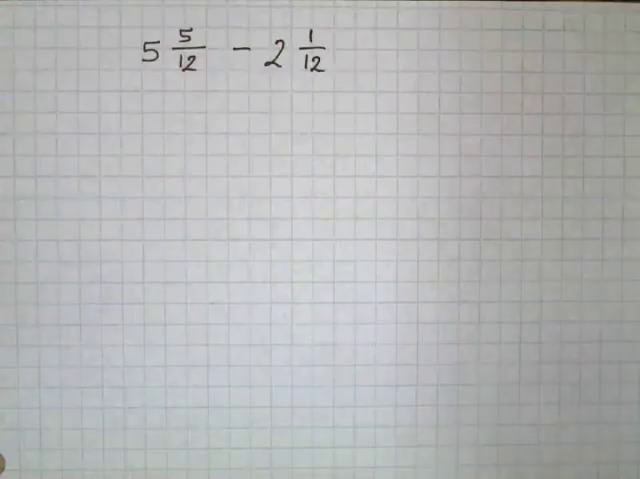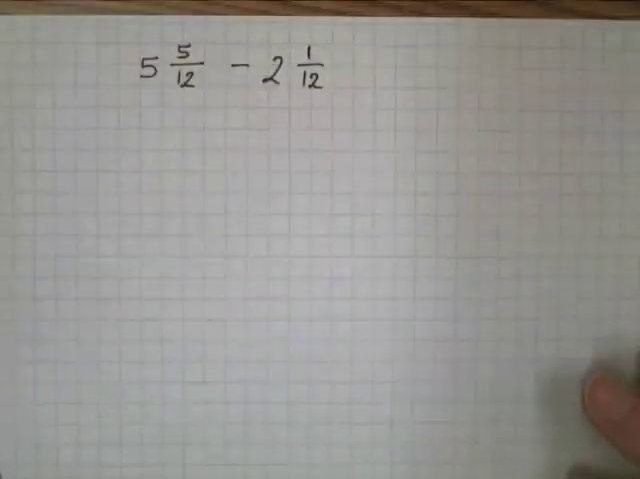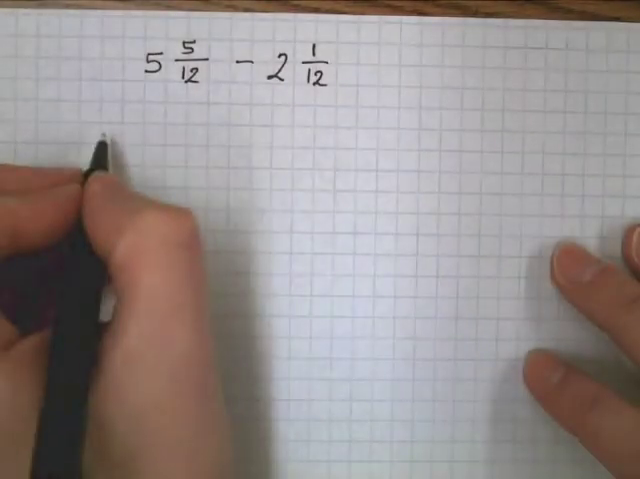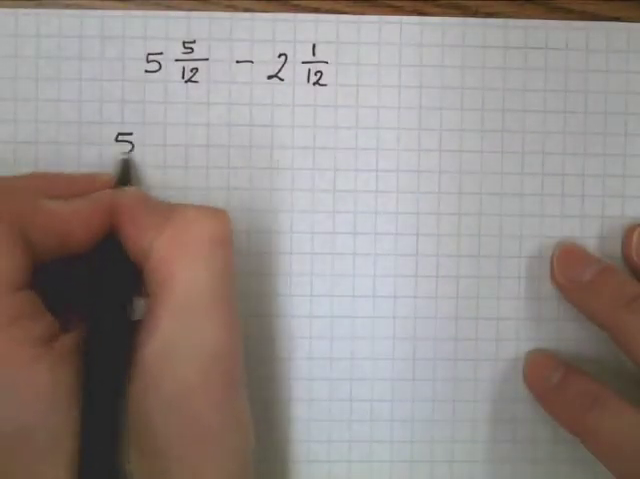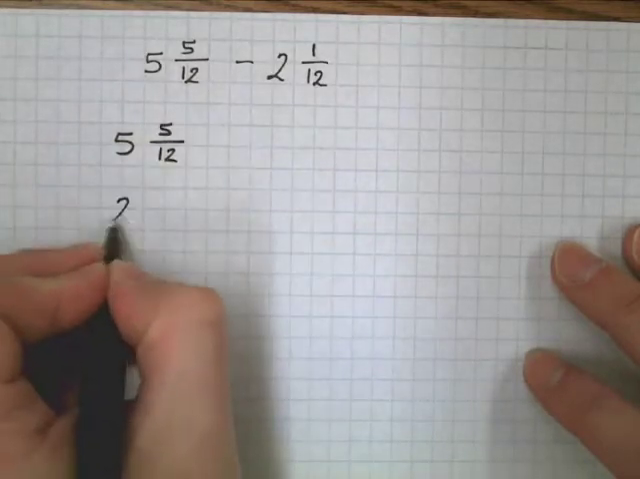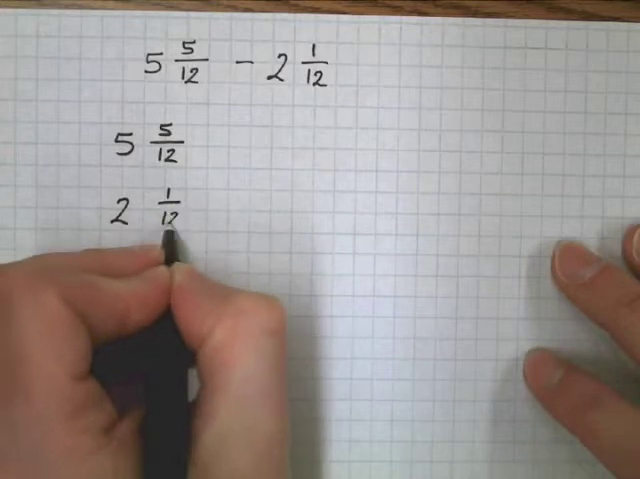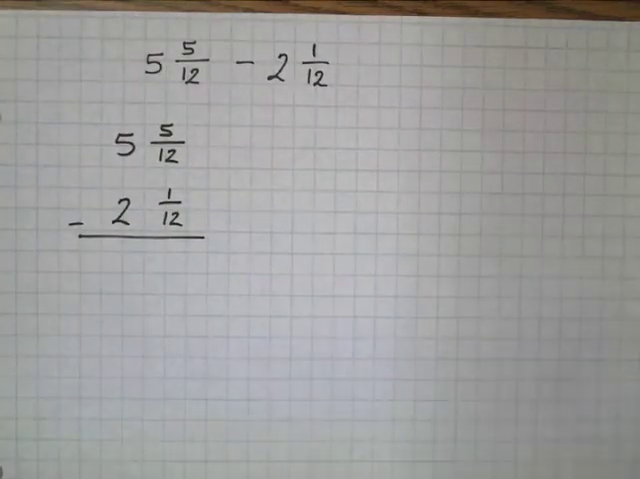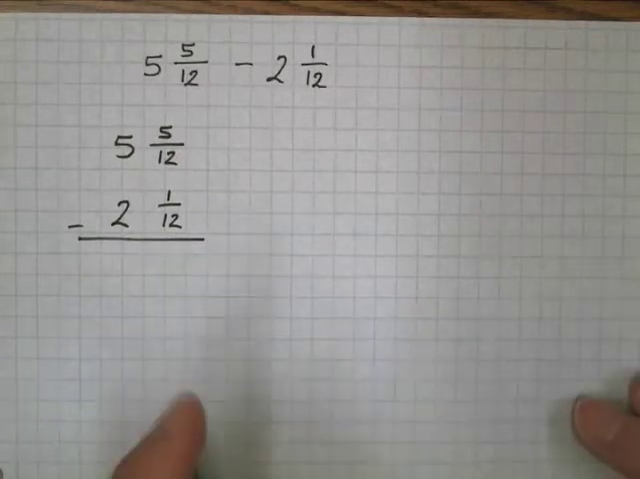Continuing on with mixed numbers here, let's say we have this type of problem. 5 and 5/12 minus 2 and 1/12. Now when we get into mixed numbers, some people prefer, and I personally prefer, to write it like this, so it's more vertical than horizontal. But that is a choice. It's not necessary. Either way is fine.